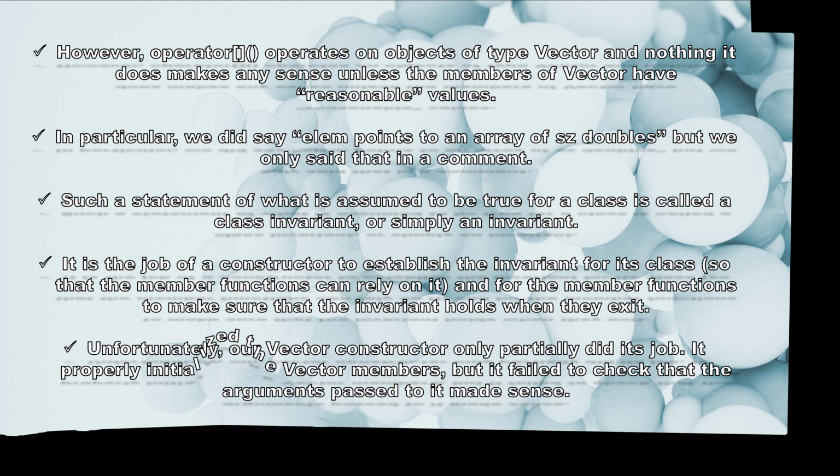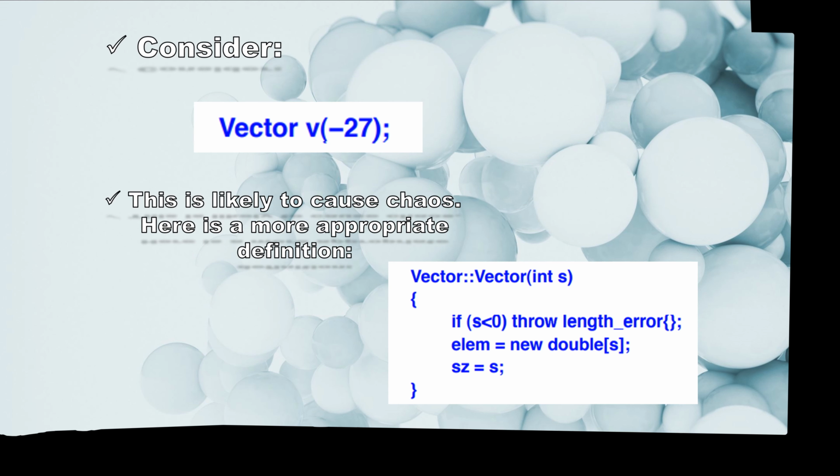Unfortunately, our vector constructor only partially did its job. It properly initialized the vector members, but it failed to check that the arguments passed to it made sense. Consider vector v(-27). This is likely to cause chaos. Here is a more appropriate definition.